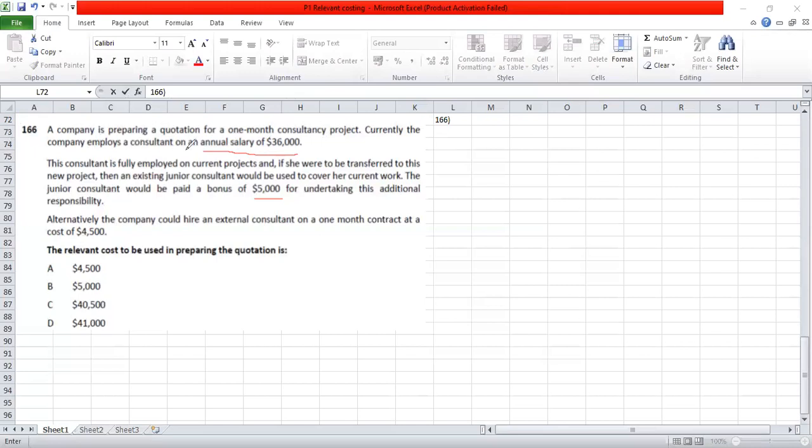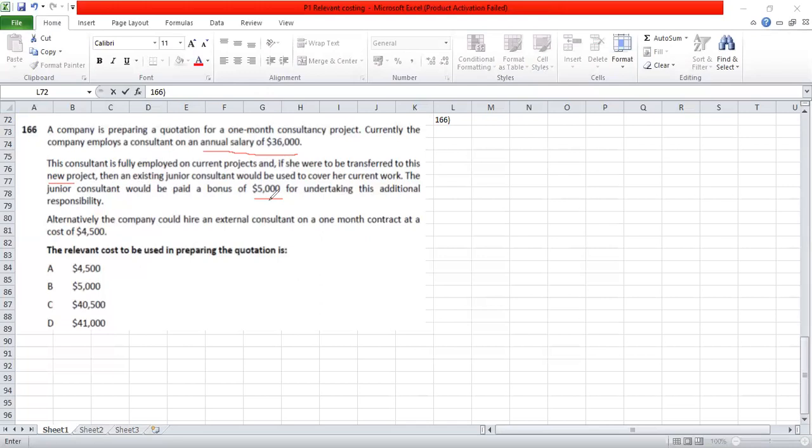The company currently employs a consultant on this salary, so the consultant is already employed by the company. Now there is a new project. This consultant is fully employed in the current project, and if she were to be transferred to this new project, it will attract additional cost, and an existing junior consultant would be used to cover her current work. The junior consultant would be paid a bonus of 5,000 for undertaking this additional responsibility. There is another alternative which is provided.